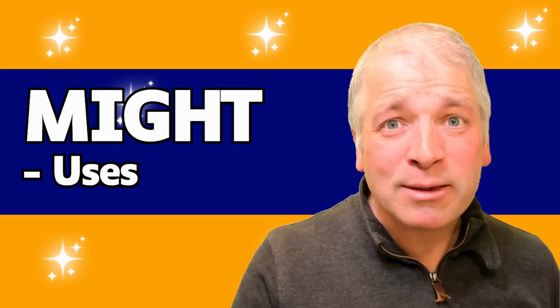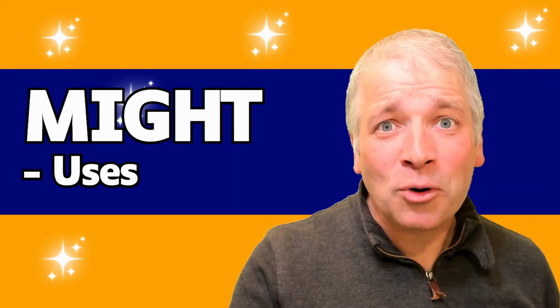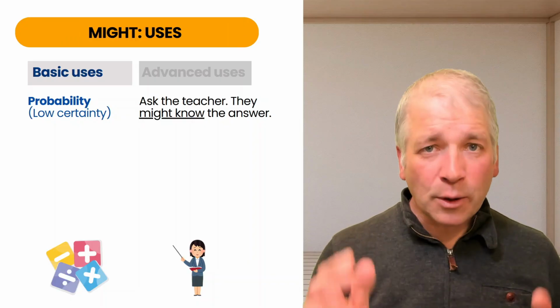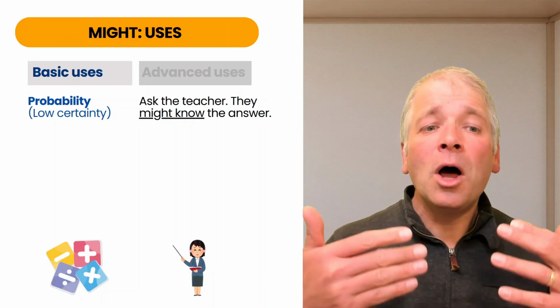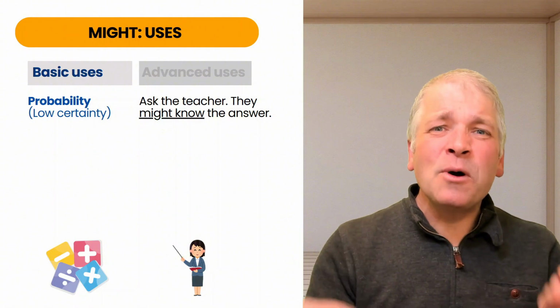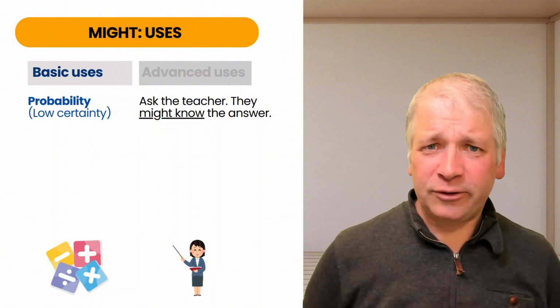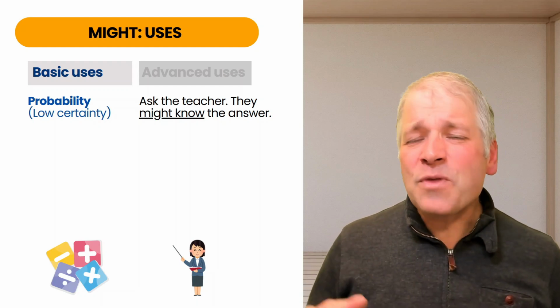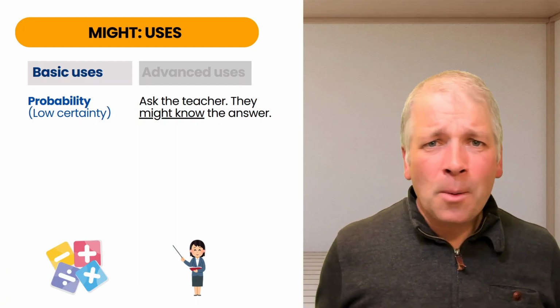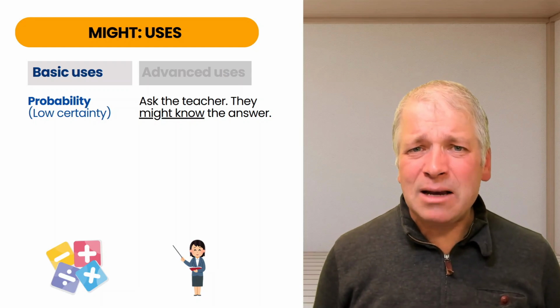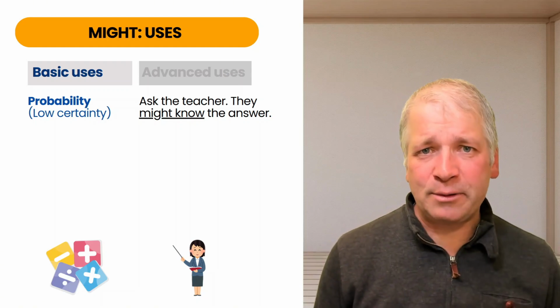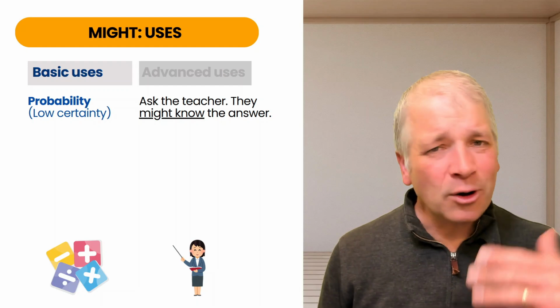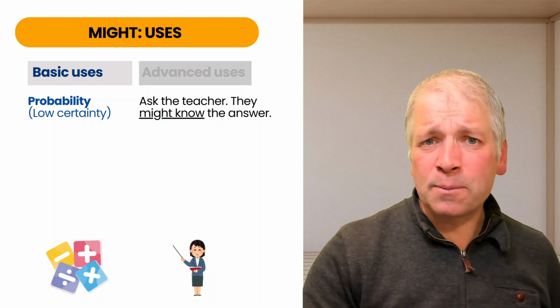Now for the basic uses of might and more advanced ones. So the main use of might is for probability, but this is with a low level of certainty. In the example, ask the teacher, they might know the answer. Because I've used might, it means I think there's a low chance that the teacher will know. It's not a very high chance when I use might.